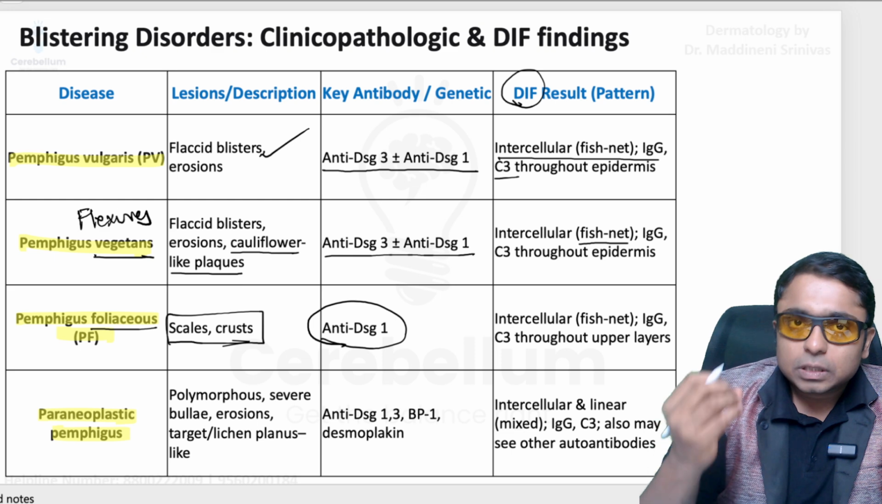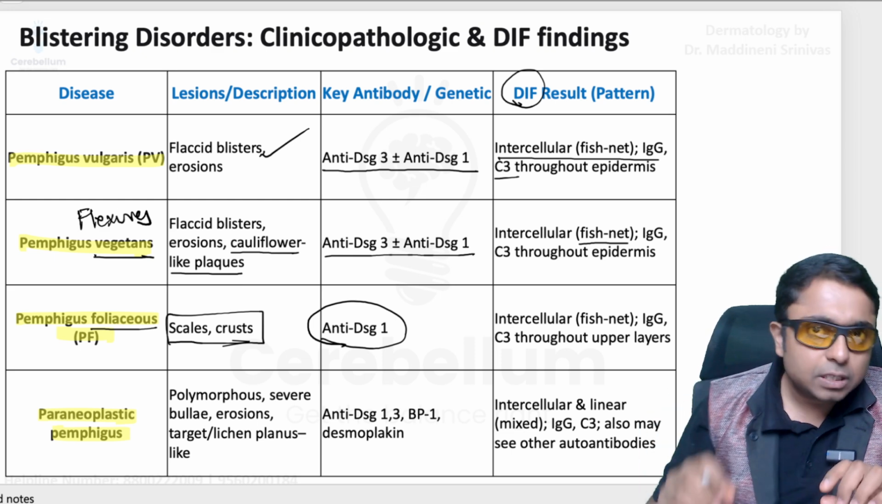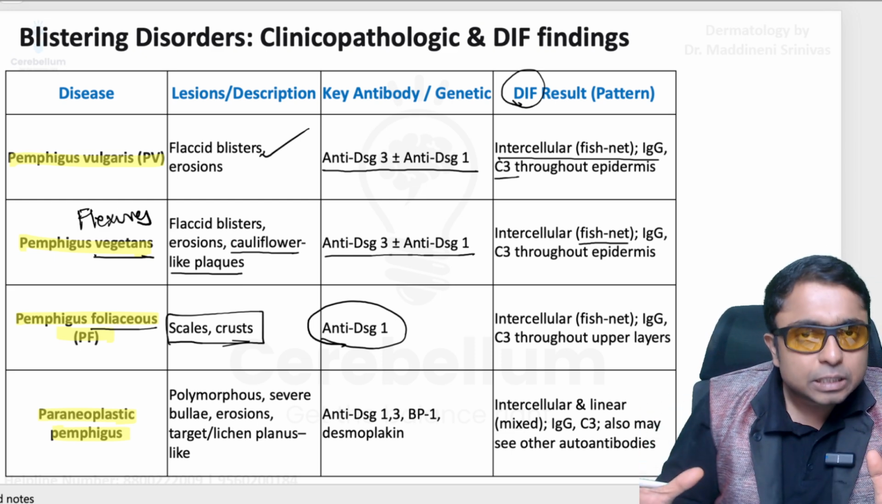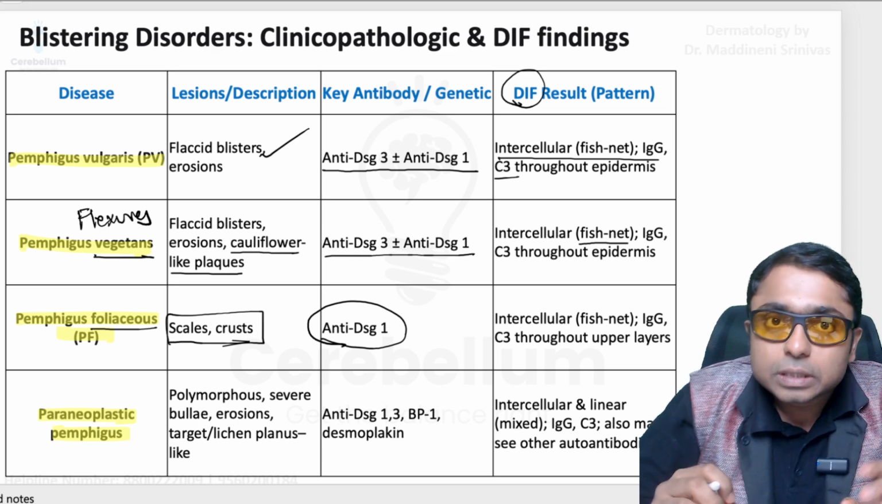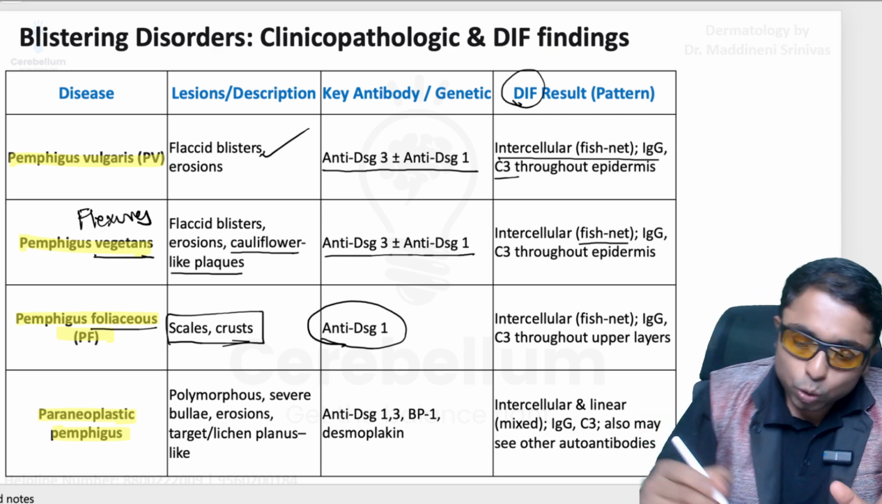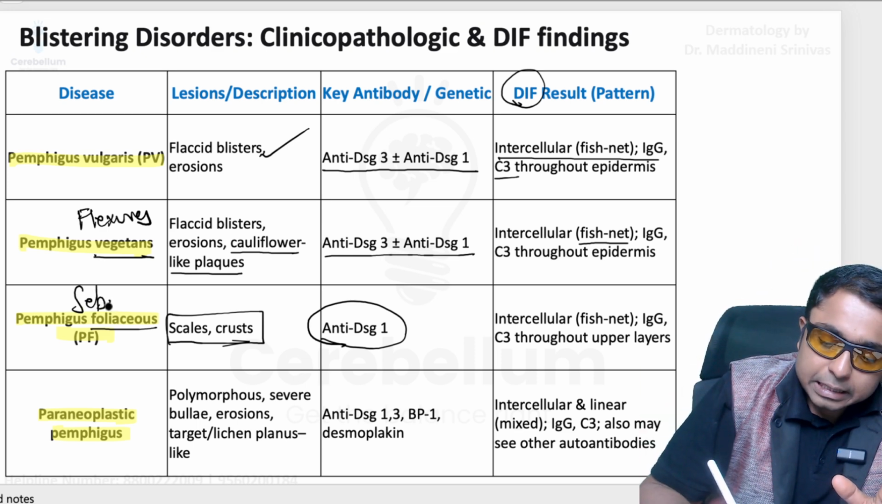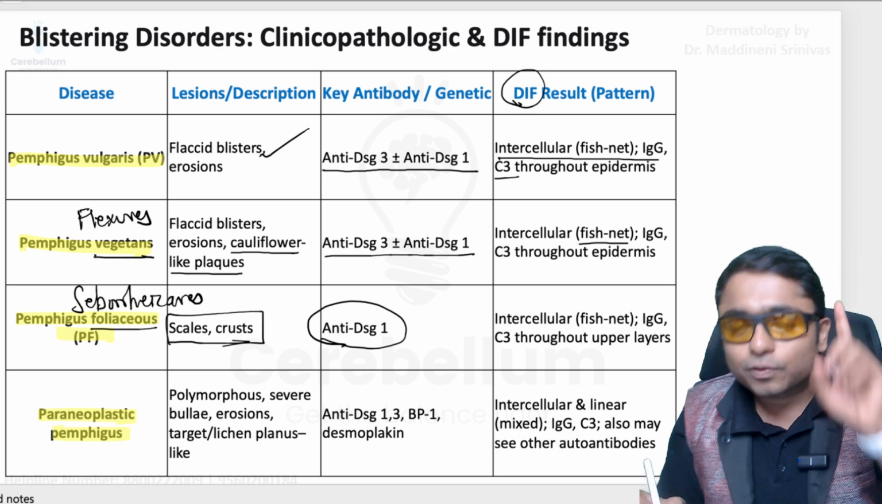So because of this, the roof of the blister which is going to be found is very thin, so that is the reason why we are going to see only scaling and crusting, and that too where are we going to see that? In the seborrheic areas. So this is the first interesting point.